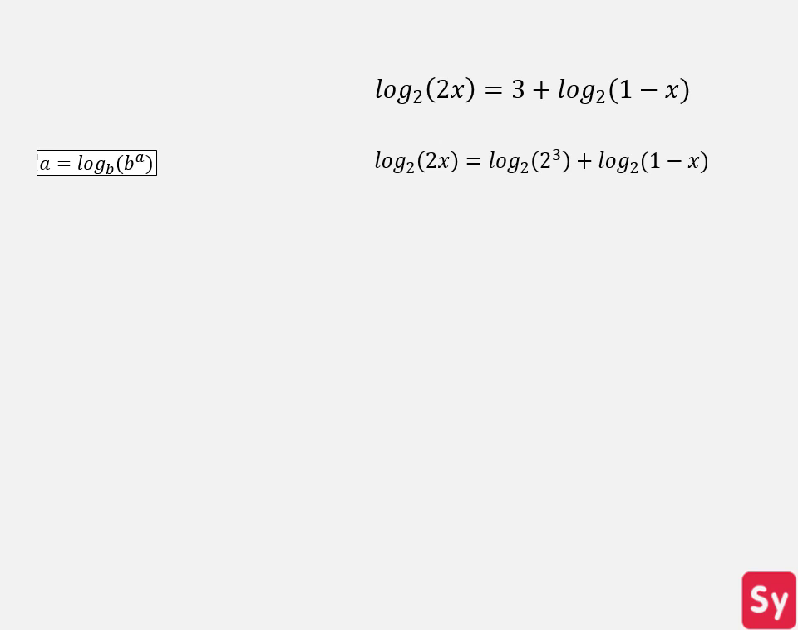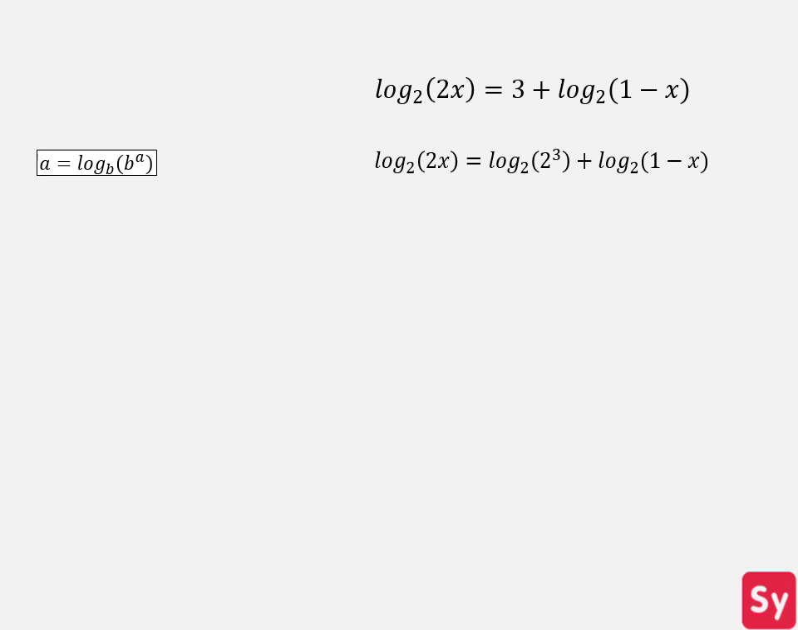Next example, we have log base 2 of 2x equals 3 plus log base 2 of 1 minus x. First, we want to make sure all the terms have the same base, so we will need to transform 3 by using this identity. This now equals log base 2 of 2x equals log base 2 of 2 cubed plus log base 2 of 1 minus x.